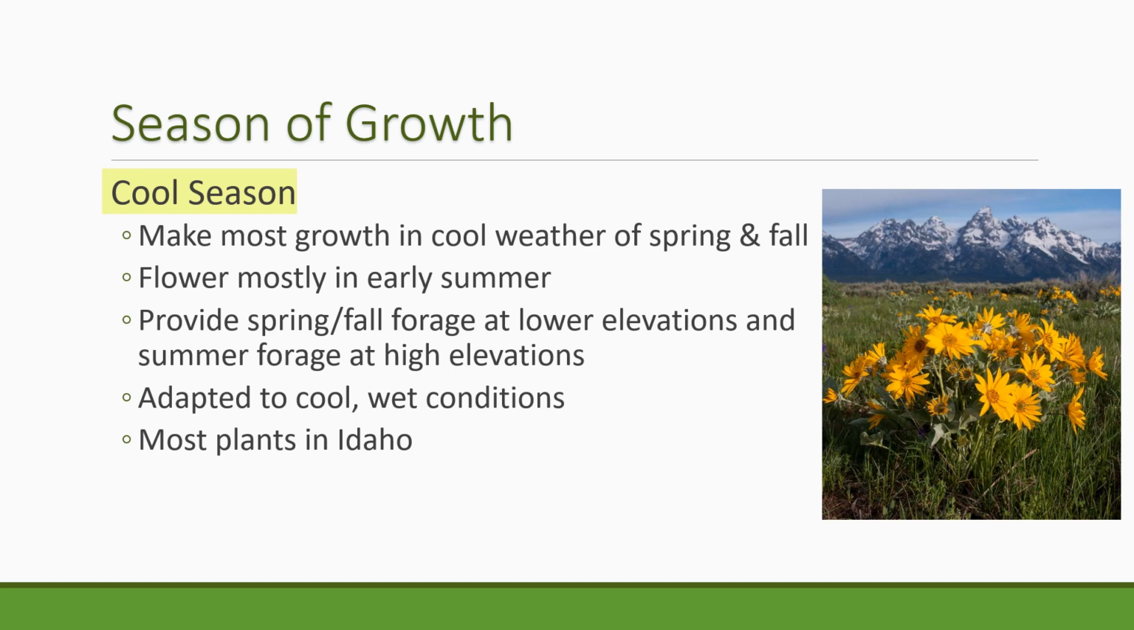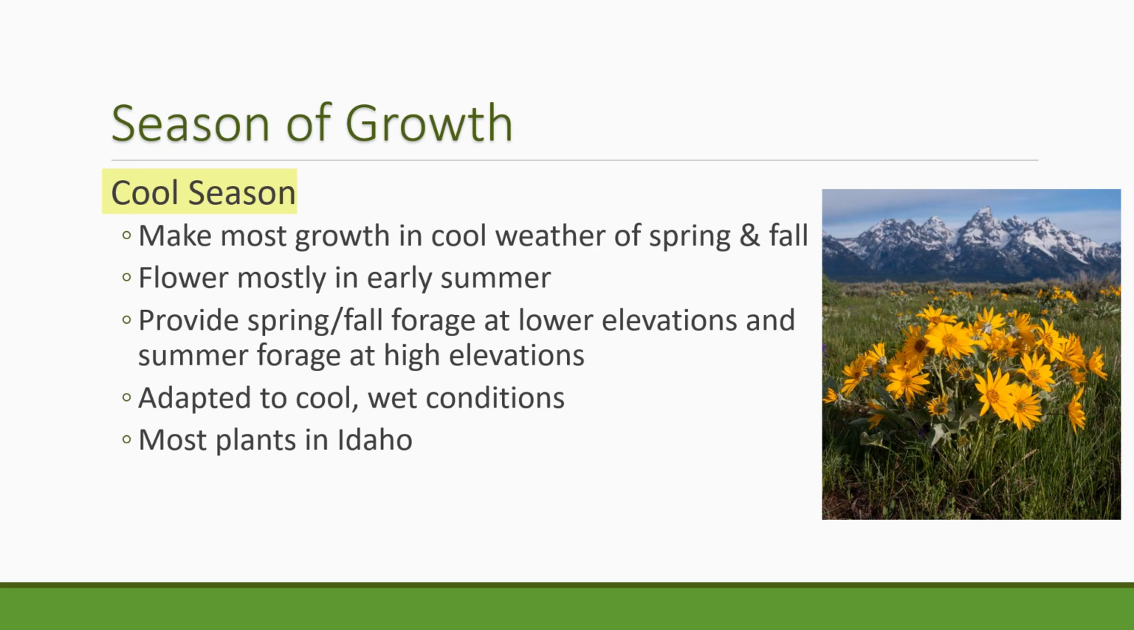Season of growth is really important. When does the plant make the majority of its growth? If it's a cool season plant, it grows mostly in the spring and in the fall. Kentucky bluegrass is a good example. It grows very early in the spring, and then it will green up again in the fall. Elk sedge also, we find elk sedge one of the first green plants, at least in Idaho, in the spring, but then you'll see green up again in the fall.